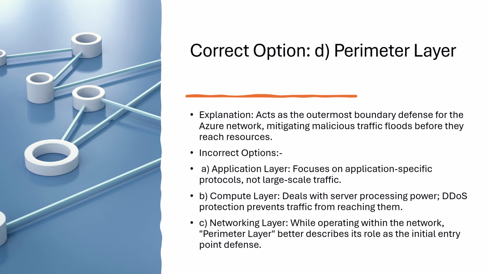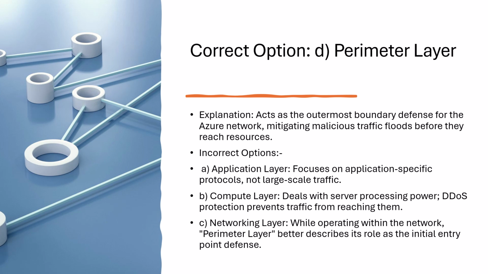Now, let's look at why the other options aren't quite right. A. Application layer. Protection at the application layer focuses on the specific protocols and logic of your applications, like HTTP for websites. While there are security measures you can implement at this layer to prevent certain types of attacks, Azure DDoS protection operates at a lower network level to handle massive traffic volumes.